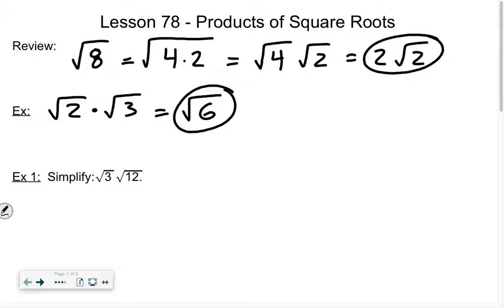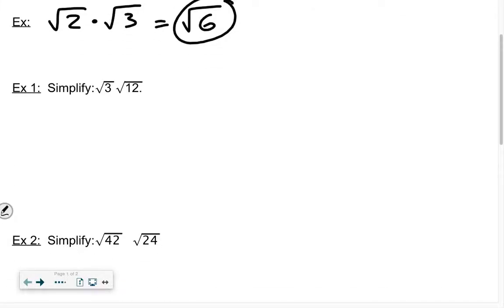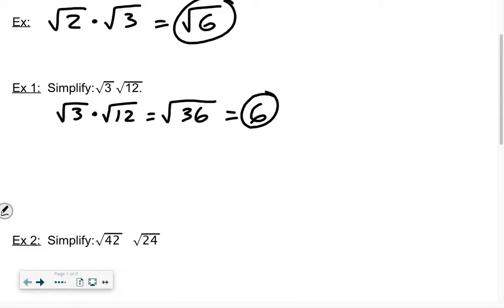If we take a look at example 1, it's really kind of the same setup. We have the square root of 3 times the square root of 12. And what we want to do is combine the two of them together again and get it down to a single radical, because if we do that, then I think we'll be able to break it down from there. 3 times 12 will get us 36. And if we take a second to look at that number, we notice that 36 is a perfect square. So it actually reduces all the way down to 6.